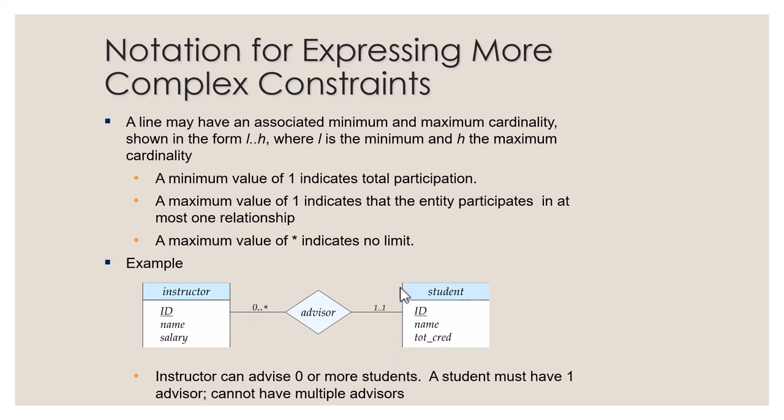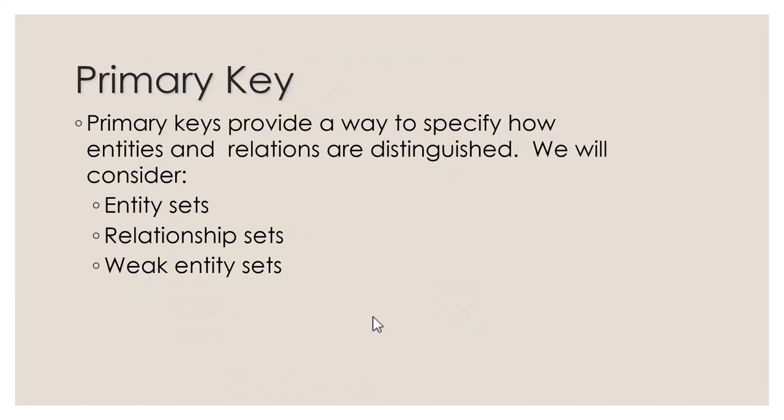A student is associated with exactly 1. So we have 1..1. They have exactly 1 instructor assigned to them as their advisor. A student must have exactly 1 advisor. They cannot have multiple advisors. Okay, so that's the notation that we use. Sometimes you will have to use this. A lot of times, one-to-one, many-to-one, many-to-many should suffice.